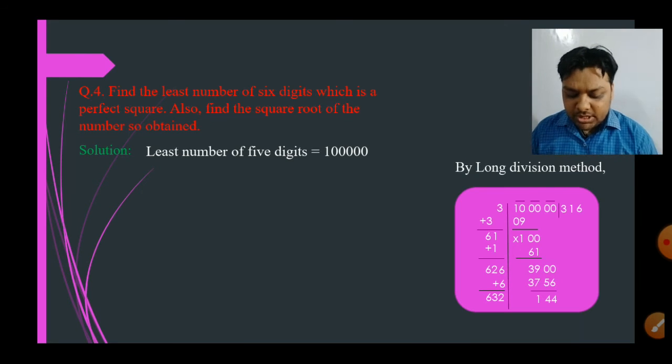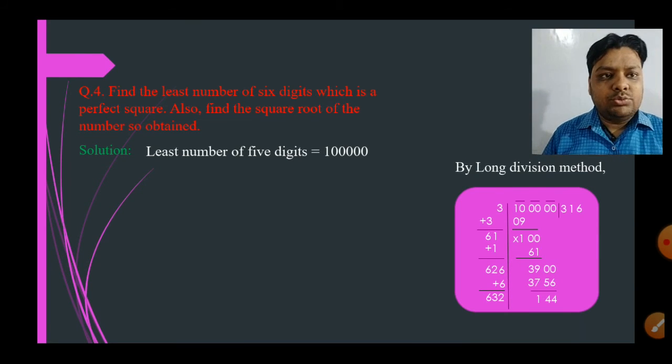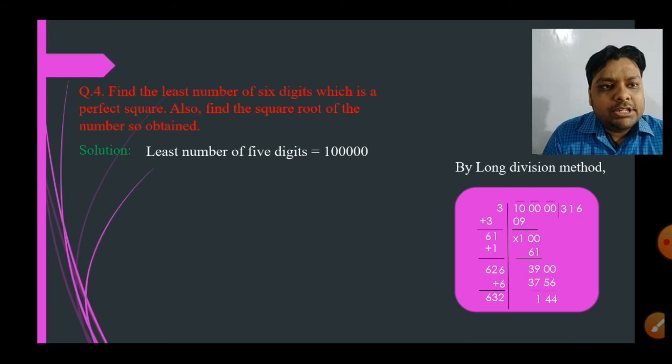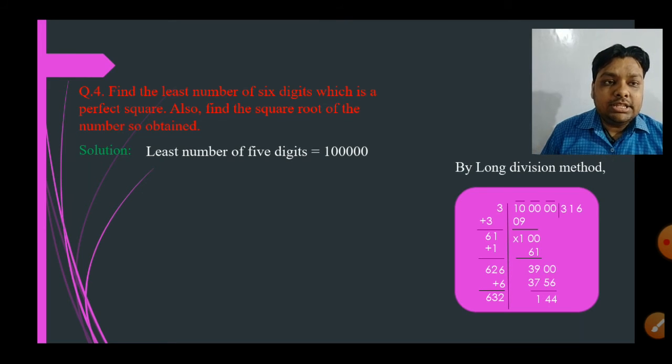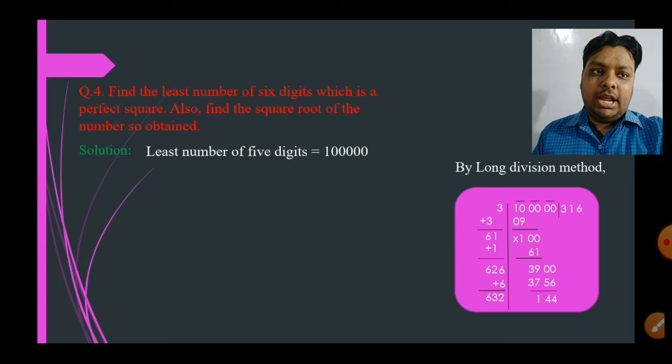So it is not a perfect square. If we subtract 144 from 1 lakh, the number will be smaller than 6 digits. But we have to find the least number of 6 digits. It means we cannot subtract, we have to add. It means this number is lying between which square numbers? Between the square of 316 and the square of 317.